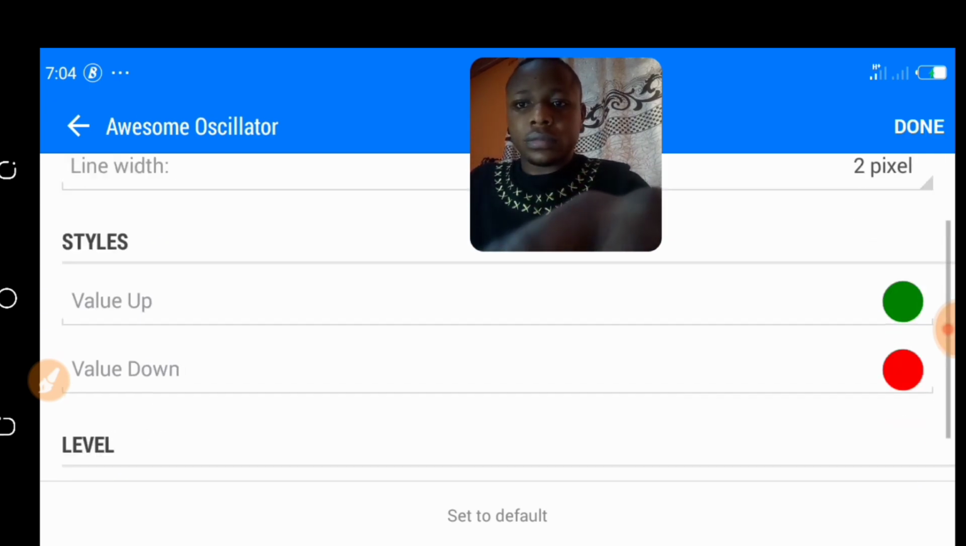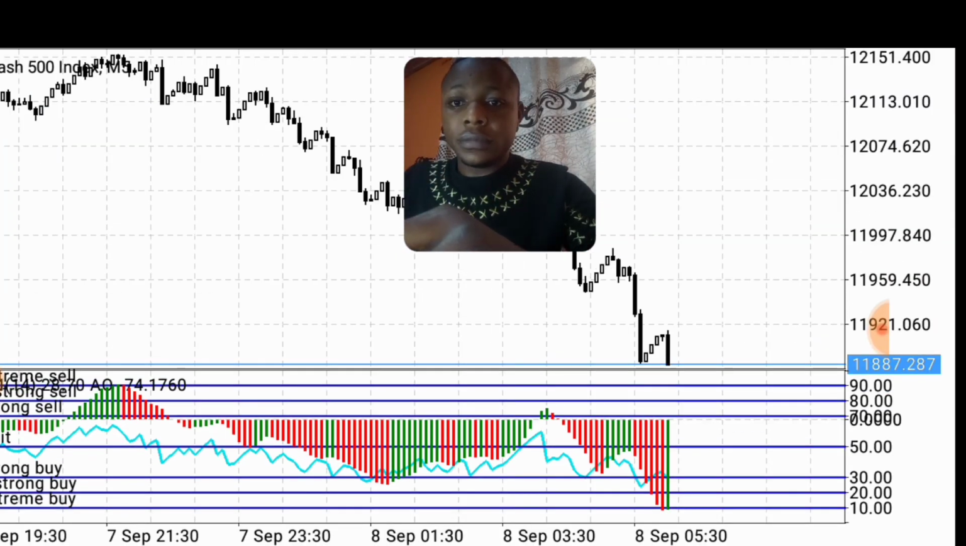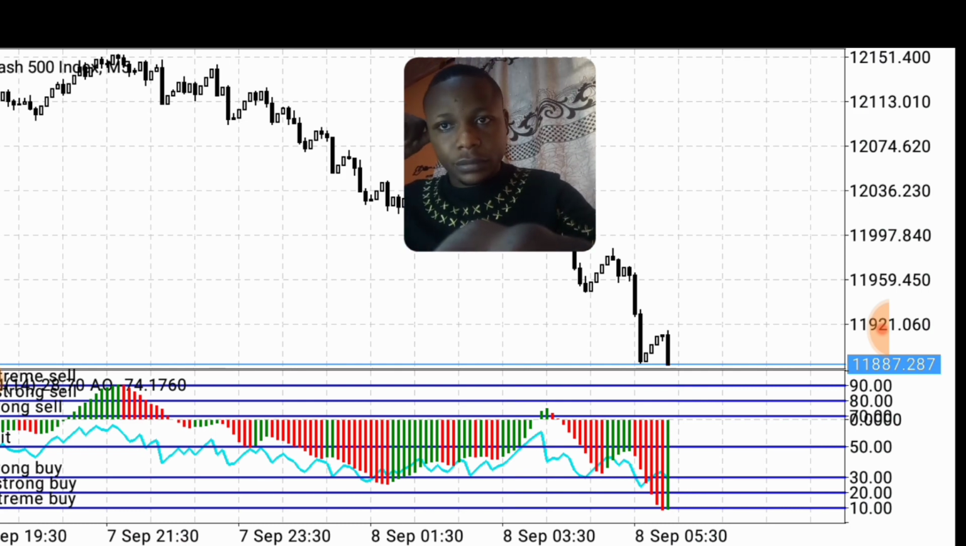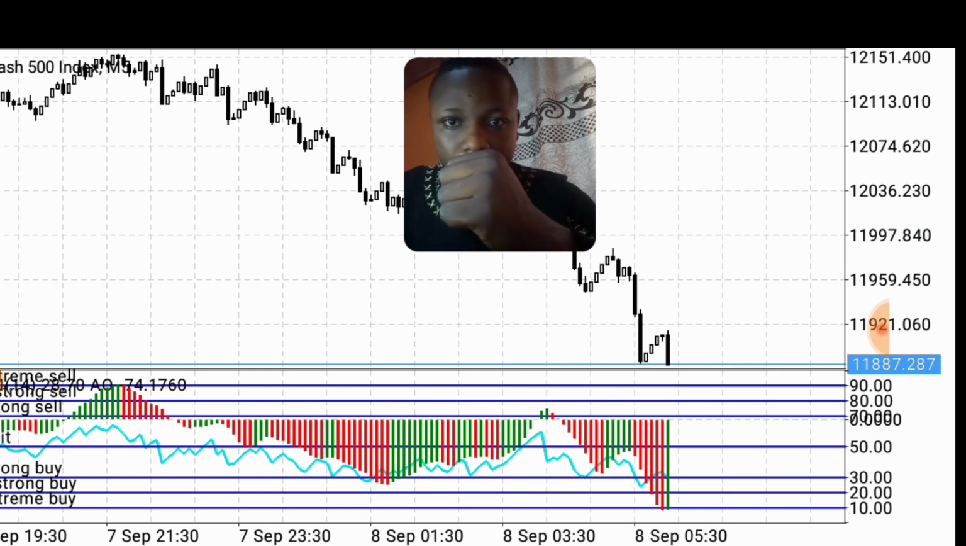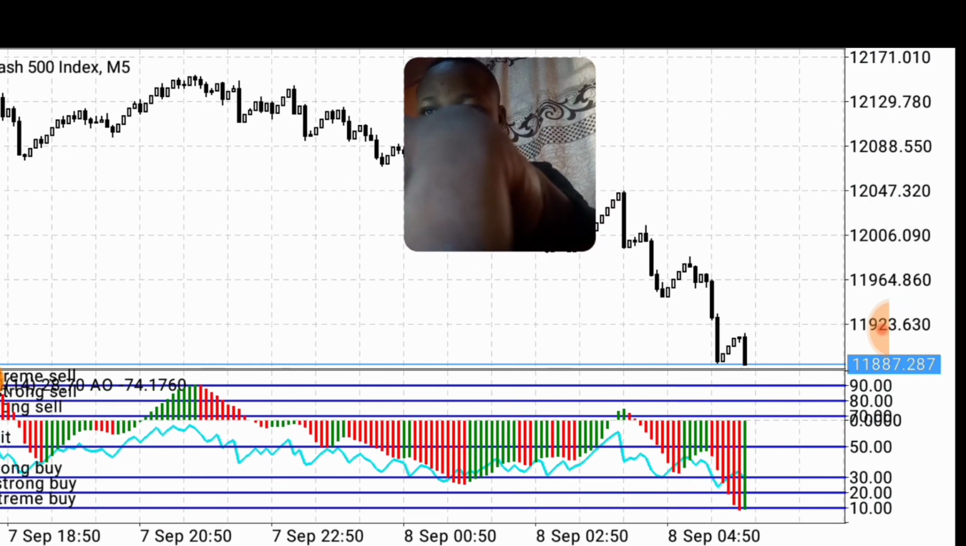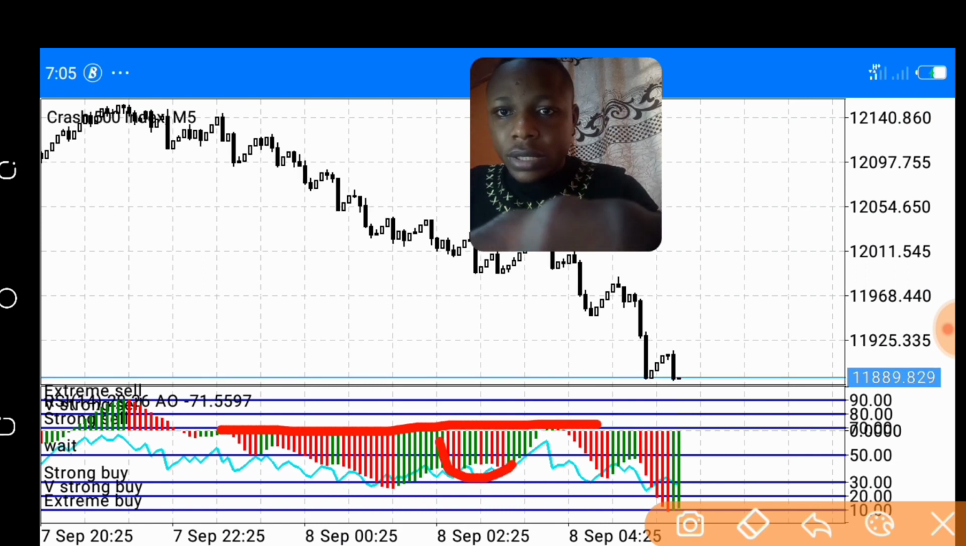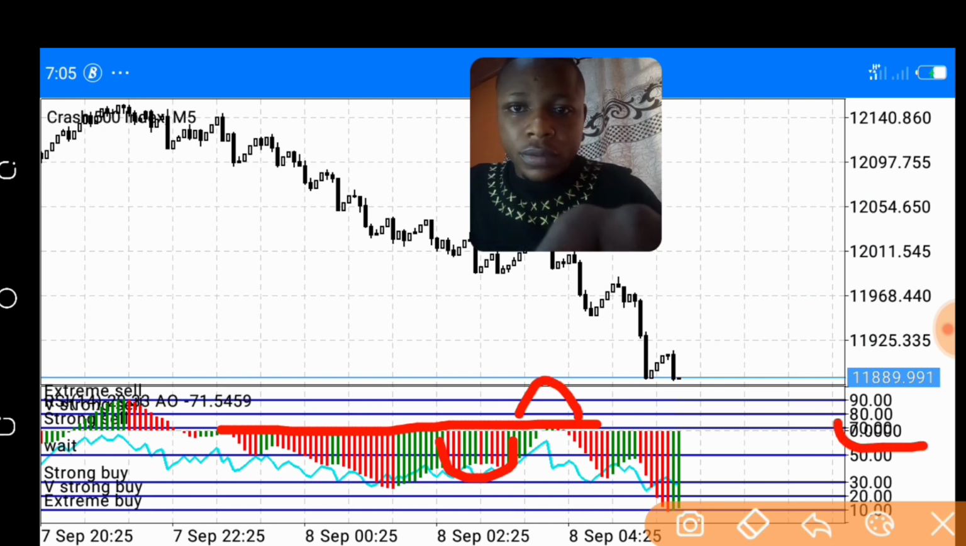2 pixel, no levels. So that's the awesome oscillator. The awesome oscillator goes along with this RSI also, though it has its own levels. This middle line, where it is changing to down or up, is the 000 level. You can see the 00 here.